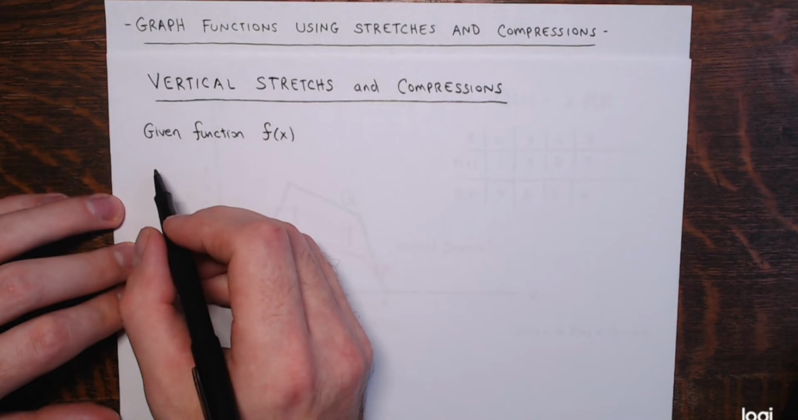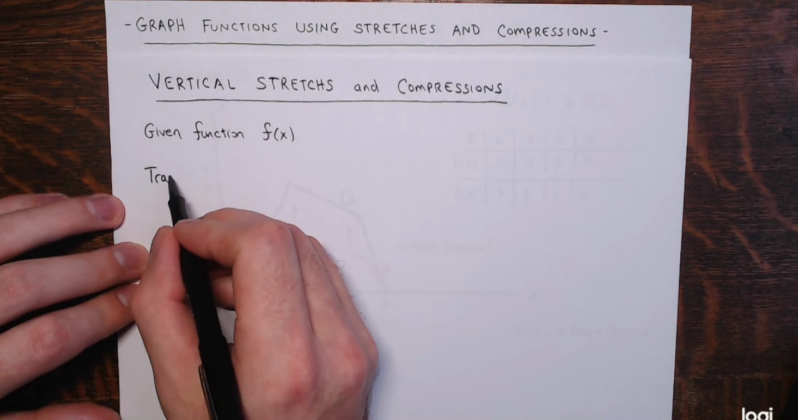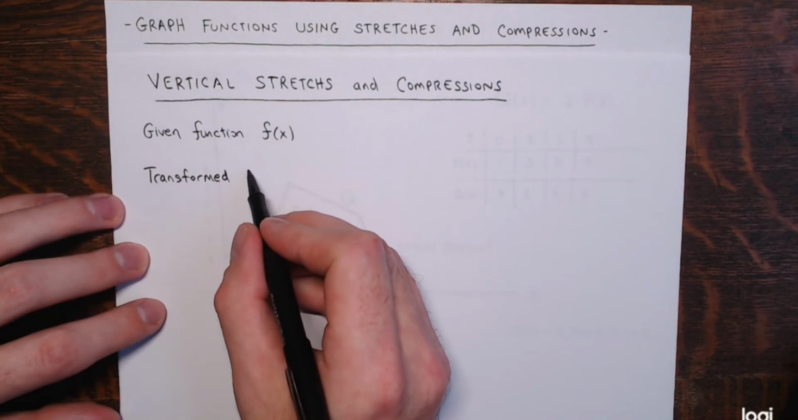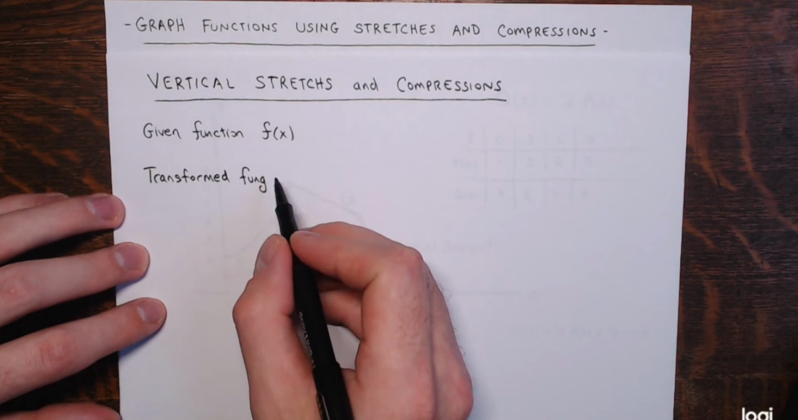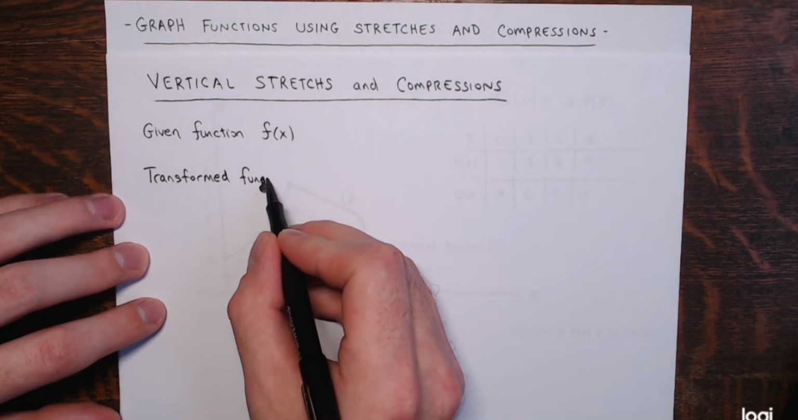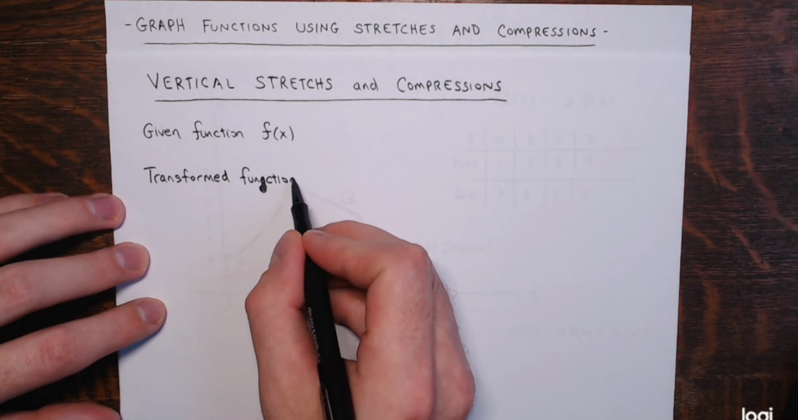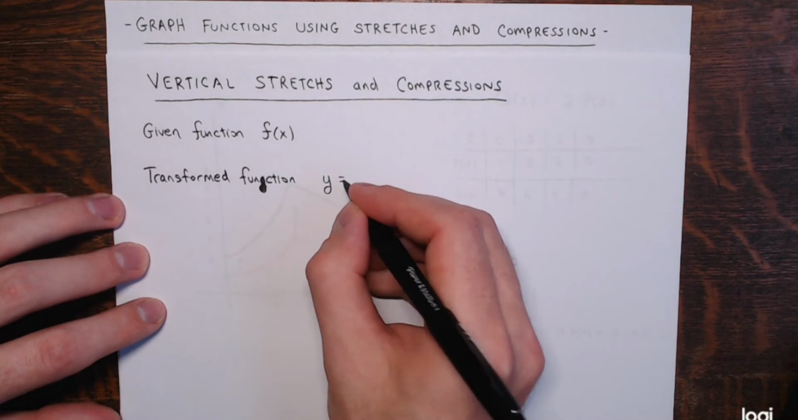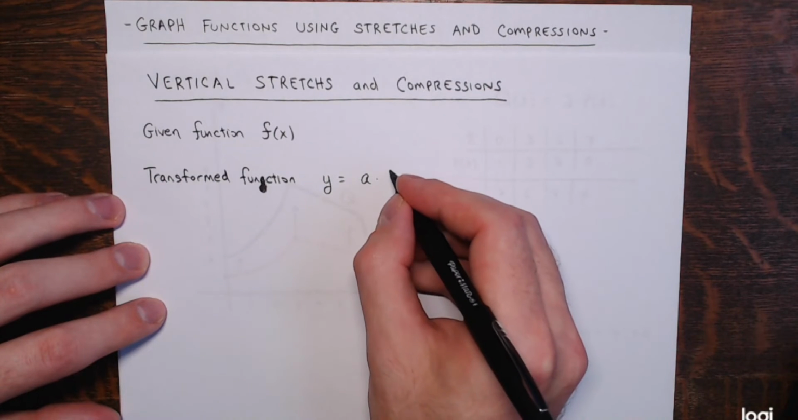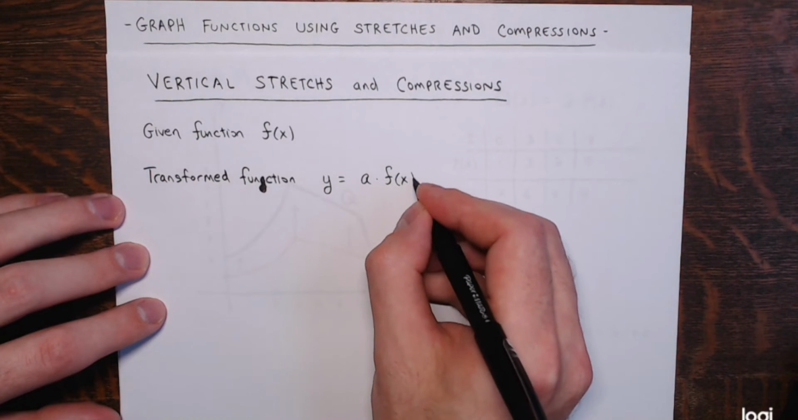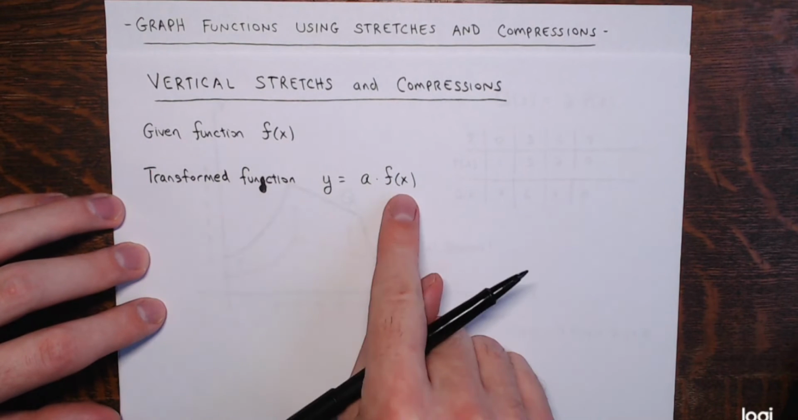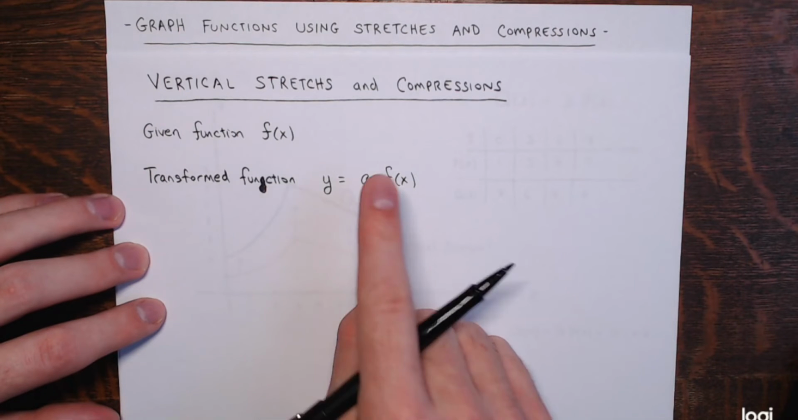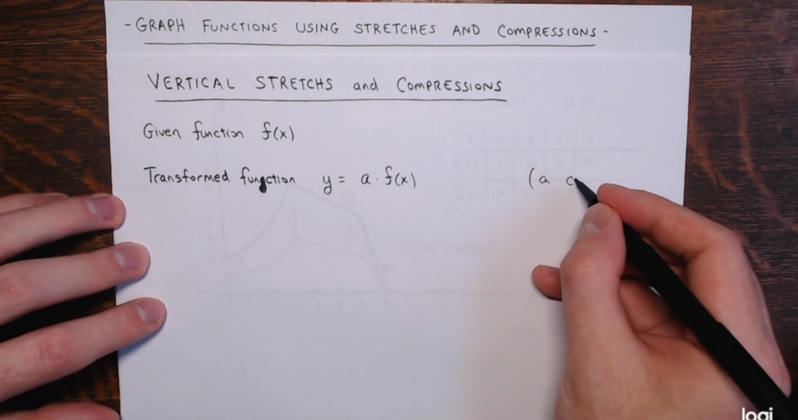So the transformed function, y equals a times f of x. So again, you leave f of x the way it is and just multiply the whole thing on the outside by a number a, right? A is a constant. A is a number.